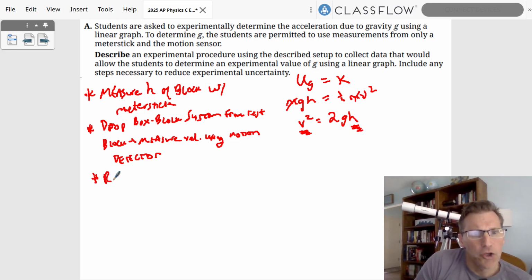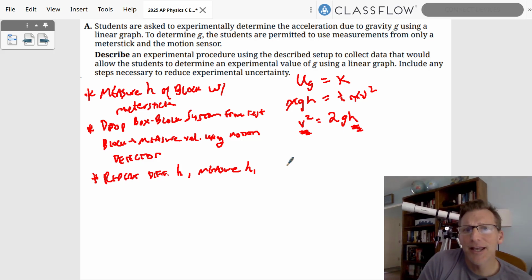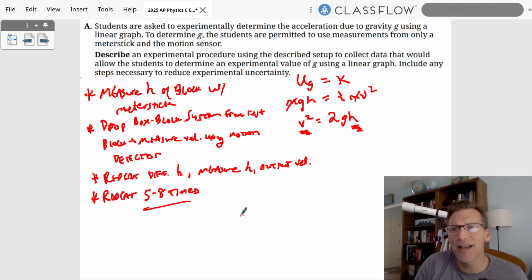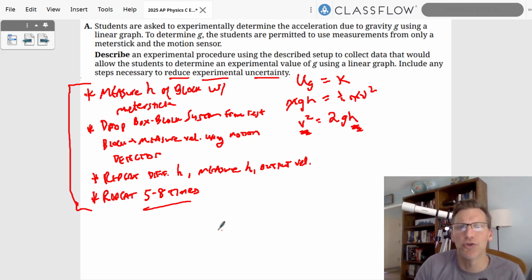And then what are you going to do? You're going to repeat the experiment with different heights. You're going to measure the heights and the output of the velocity, the speed. So you're going to do that with different heights, and measure the resulting speed. And then you're going to repeat this same procedure 5 to 8 times. We want to make sure we say that we're going to do this multiple times to reduce experimental uncertainty. Okay, we want to make sure we get all of our points. That's our procedure in order to measure this constant of gravity.